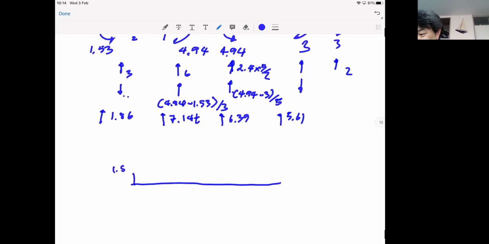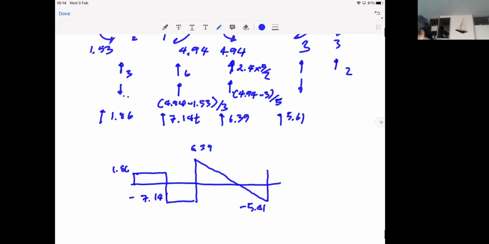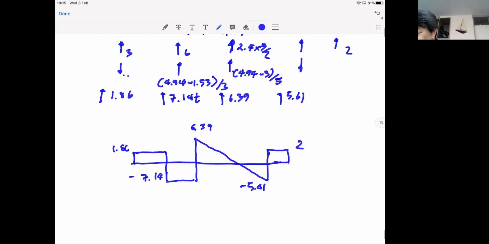That's 1.86. Come down till you see the point load, and it drops down to minus 7.14, right? You run into the reaction, and here goes up to the shear on the left, which is 6.39. It comes down to shear on the right, which is 5.61. It goes up to meet that point load, which is 2. So that's your shear force diagram, and your bending moment diagram is going to look like this.